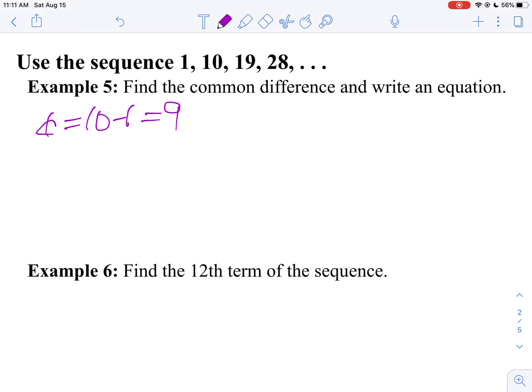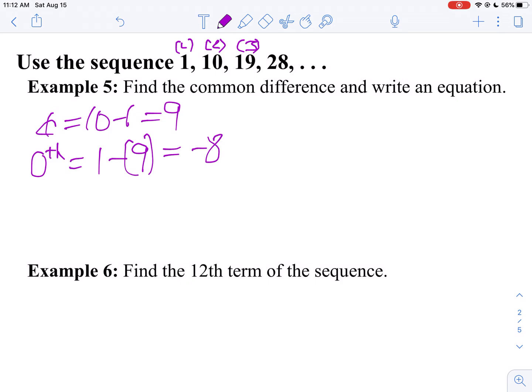Well, in order to write my equation, I know my first term is 1. My second term is 2, my third term is 3, and so on. I want to find the 0th term. So what's the 0th term? Well, I'm going to take my first term, which is 1, and subtract my common difference. Common difference being 9, my actual sequence starts at -8.